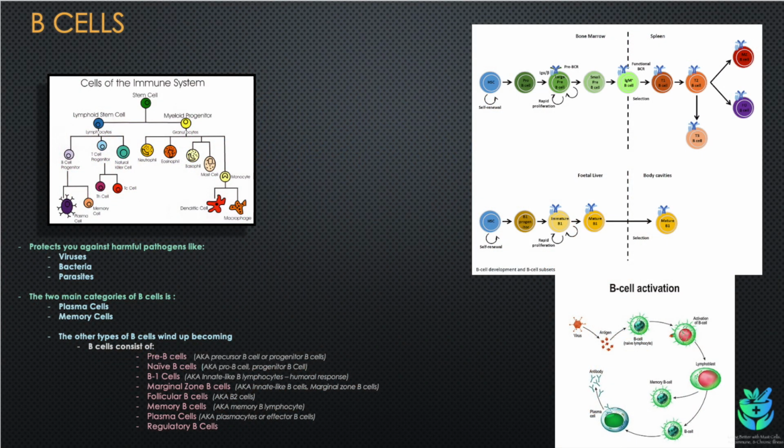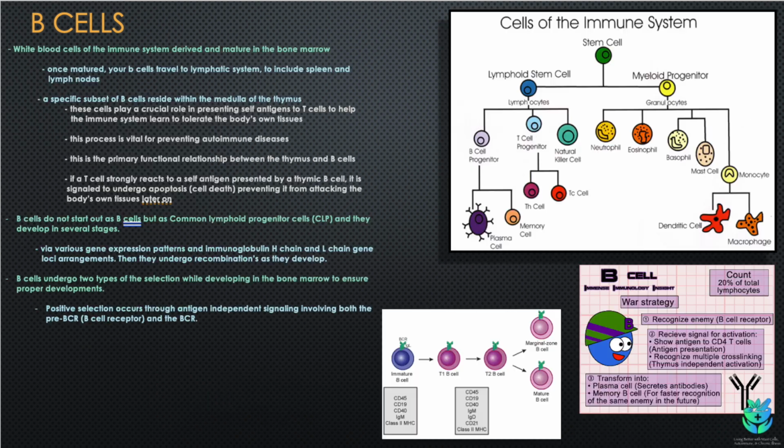The B cells. B cells protect you against harmful pathogens like viruses, bacteria, and parasites. The two main categories of B cells are plasma B cells and memory B cells. There are other types of B cells, and they differentiate depending on where they are, whether they're coming out of the bone marrow or the secondary lymphoid organs, like the spleen and the lymphatic system.